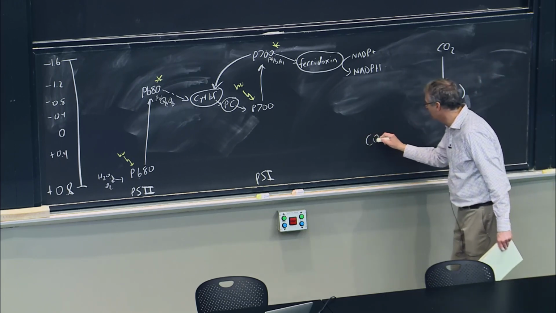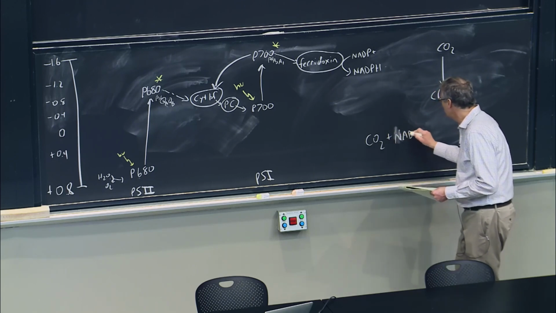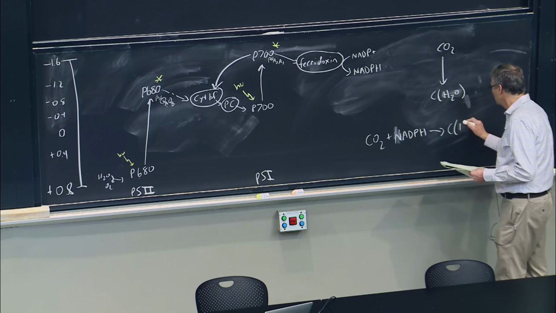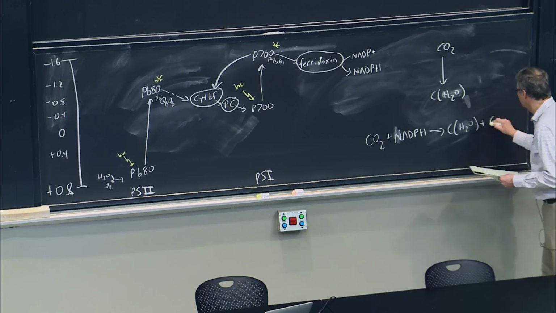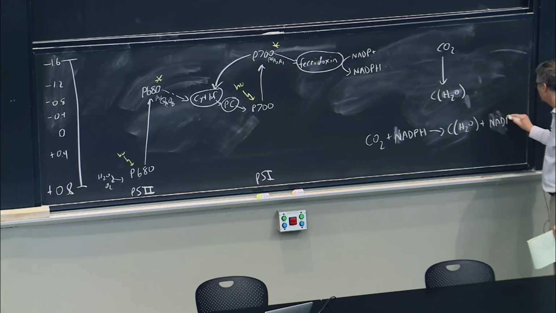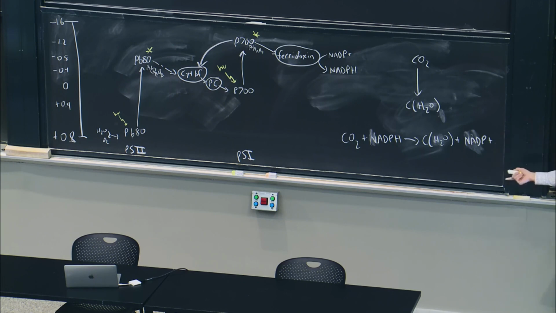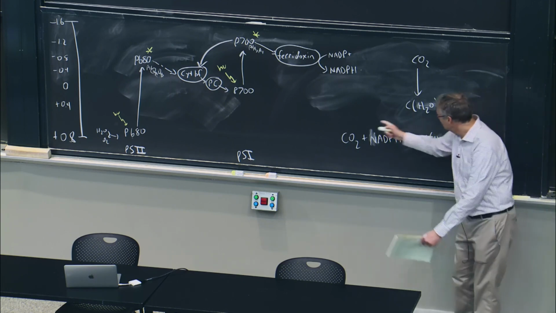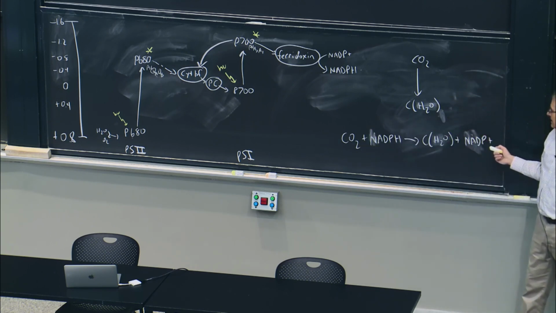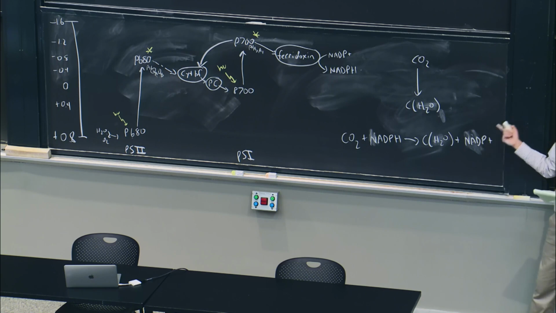And so the dark reactions really are CO2 plus NADPH going to carbohydrate plus NADP+. These are reactions that can happen either in the dark or the light. They're unique to photosynthetic organisms. That's who can net carry out this reaction, fixing carbon as glucose, as reduced carbon and glucose.